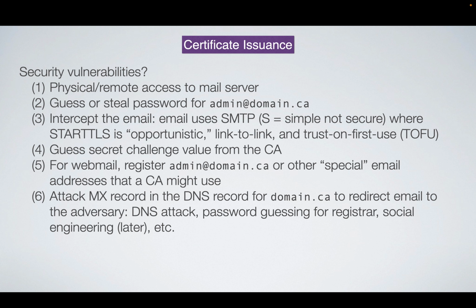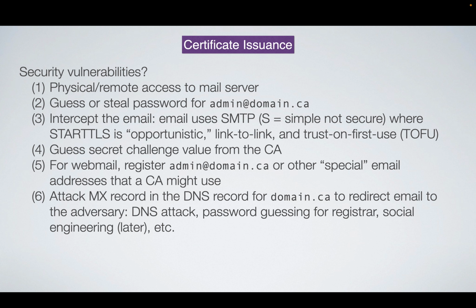Okay, here's another one. So you send the email to admin@concordia.ca. All right. It ends up in the inbox of the mail server for Concordia. How did it end up there? How did the email actually traverse from the CA's email client to the right server on the internet?